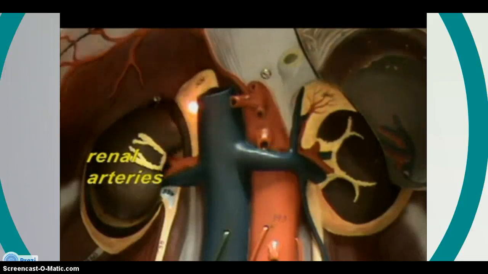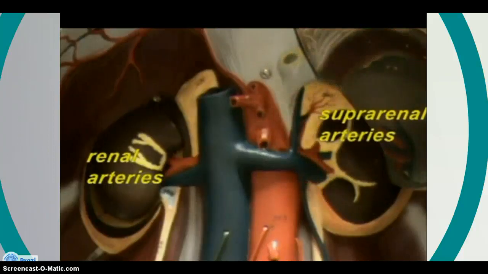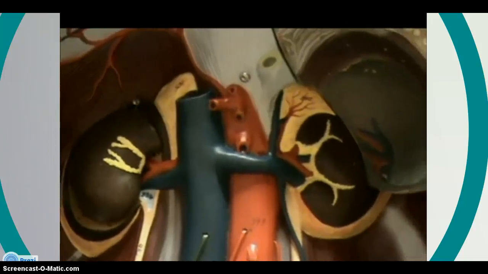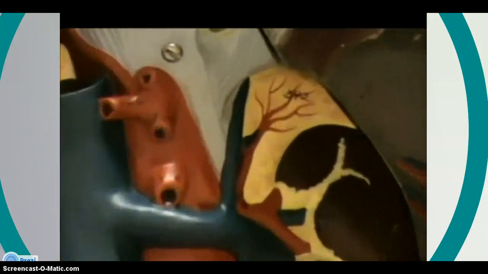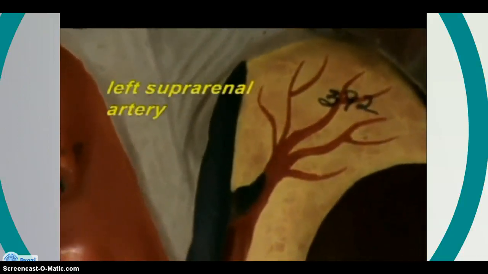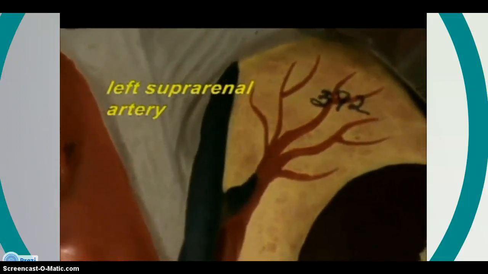The arteries that are supplying the adrenal glands or the suprarenal glands are referred to as the suprarenal arteries. And so you can see right over here, there are suprarenal arteries. Let's just take a closer look at the suprarenal arteries. So right over here you can see a suprarenal artery.